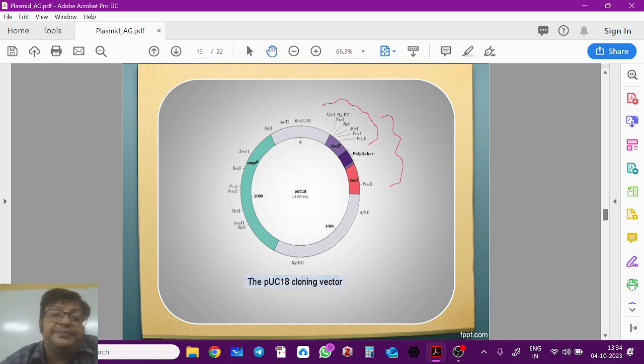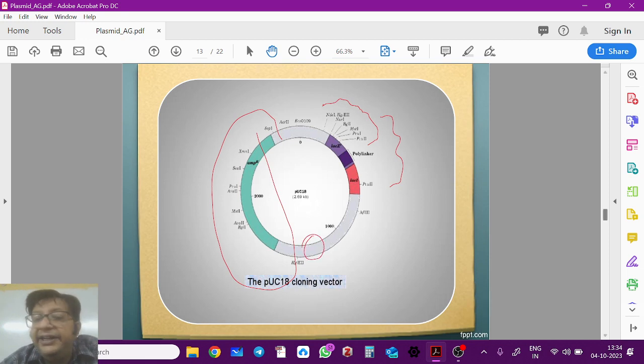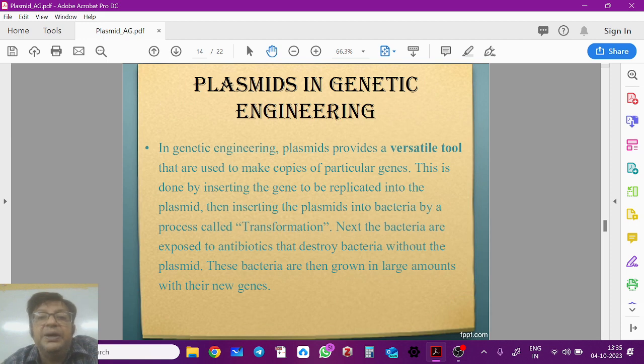And then on the left side you see the ampicillin resistance gene, and it also has an origin of replication which is not marked over here, but it is at the bottom of the plasmid, beside the HOE2 site. Over there you have the origin of replication. Okay, so these are the two plasmids.